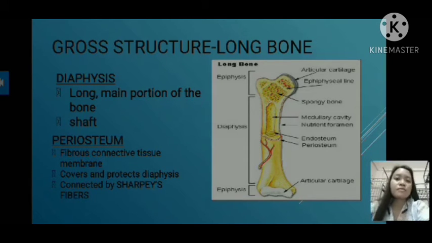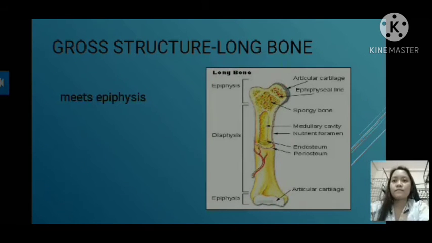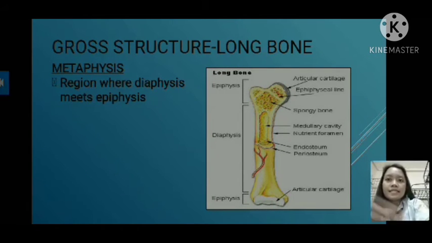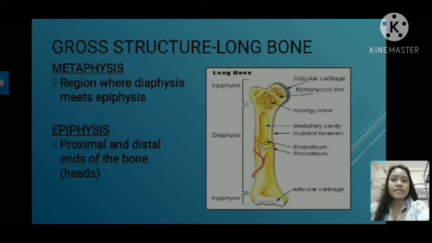Periosteum. This is the fibrous connective tissue membrane that covers and protects the diaphysis, connected by Sharpey's fibers. Sharpey's fibers, or bone fibers or perforating fibers, are a matrix of connective tissue consisting of bundles of strong, predominantly type I collagen fibers connecting the periosteum to bone. Metaphysis. It is the space between the epiphysis and the diaphysis, the region where the diaphysis meets the epiphysis. Epiphysis, the proximal and distal ends of bone, or the bone heads.